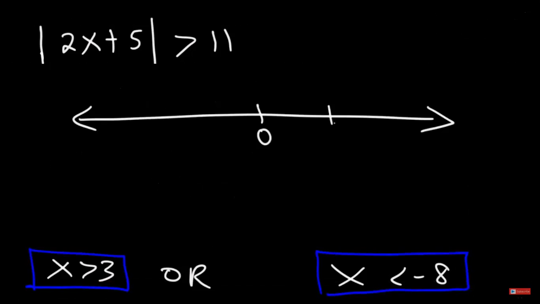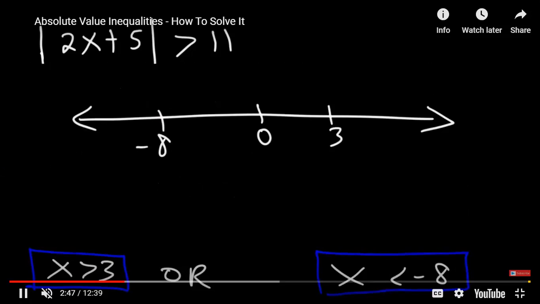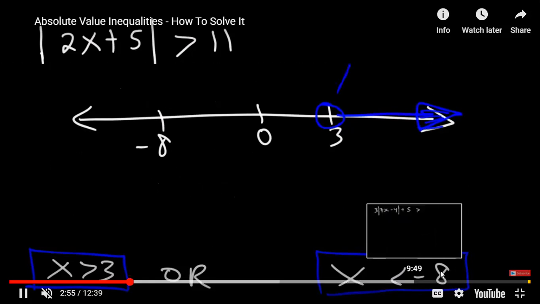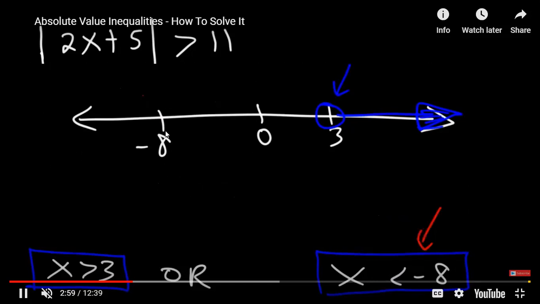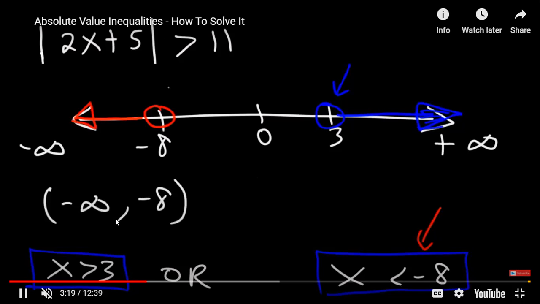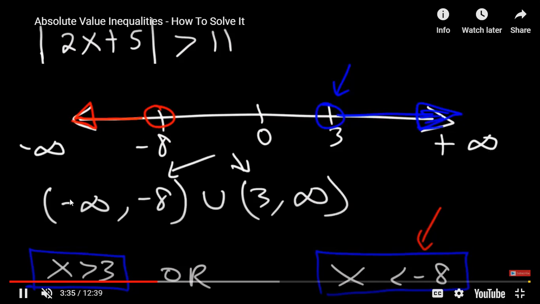Then we will draw it graphically on the number line. x is more than 3, an open circle extending to the right. x is less than negative 8, an open circle, and we move to the left. So this is or, and this is the first case if you want to solve an absolute value inequality that is more than a positive number. If we want to write it as an interval, it will be negative infinity to an open negative 8, union, open 3 to positive infinity.